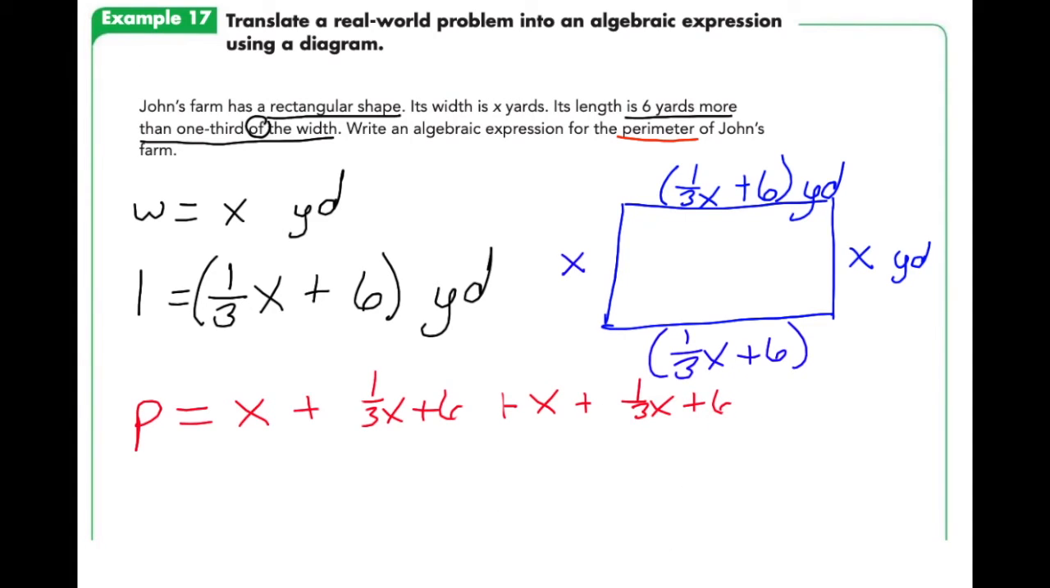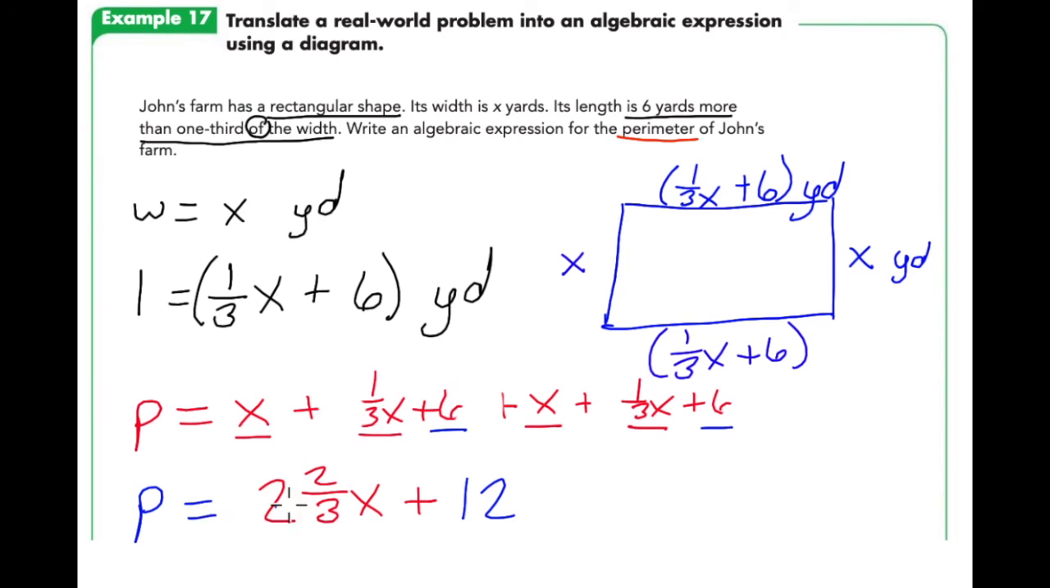And now we want to look for our like terms. We have 1x, 2 x's, 1/3 x, and 1/3 x. That would give us 2/3 x. So we have 2 and 2/3 x plus we have a 6 and a 6, which gives us 12. So our perimeter would be the sum of 2 and 2/3 x plus 12, and that is in the unit of yards.